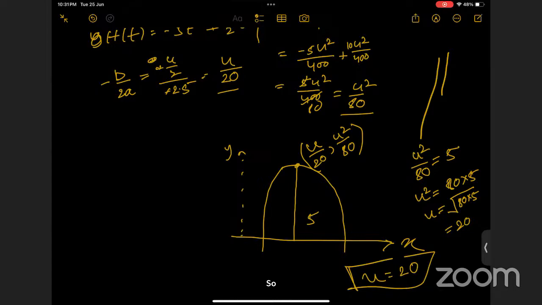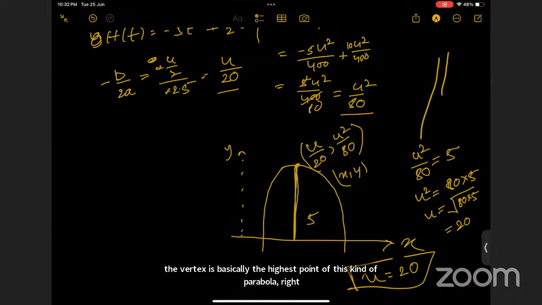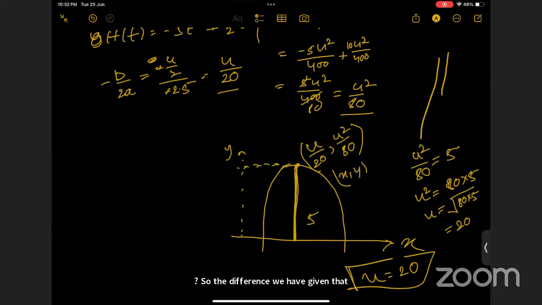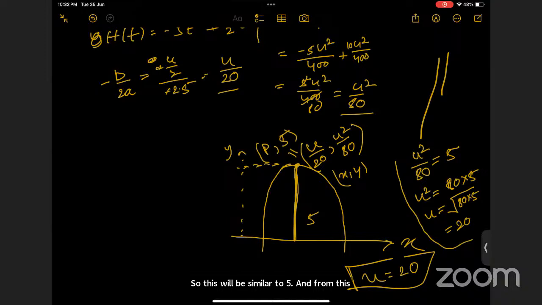Ma'am, I also have an understanding problem. One minute. Ma'am, how did you assign that u squared by 80 equal to 5? Because see, the highest point means what? If we have the vertex x and y, then this is the distance. The vertex is basically the highest point of this kind of parabola, right? The distance given is 5. That means the x value is something else, I don't know what it is. Suppose this is some p and the y value will be 5. And we got the vertex is this, then obviously these two values will be equal. So u squared by 80 will be equal to 5. And from this equation, we can find the value of u. Clear, right?